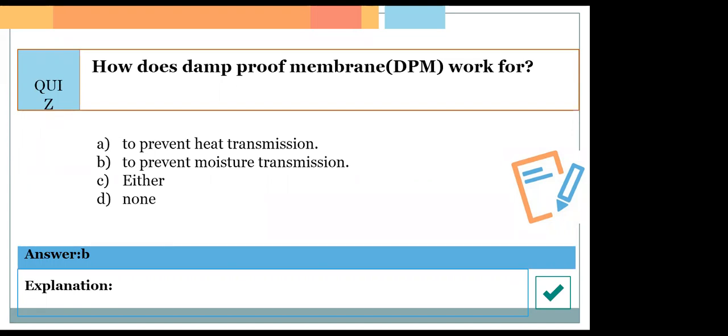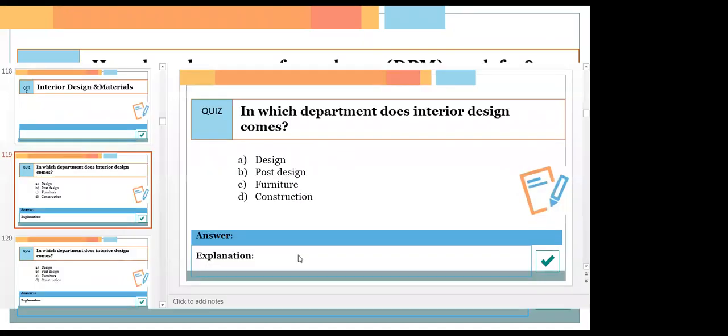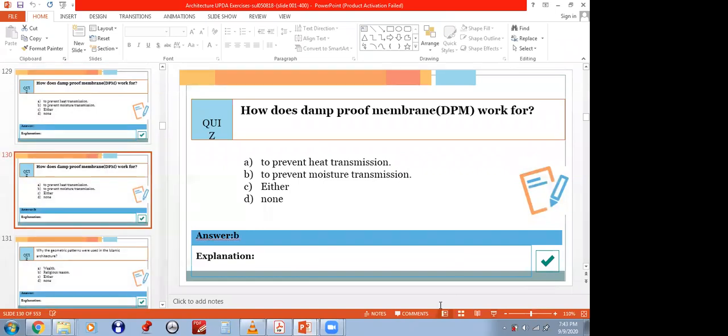Have you heard of bitumen? You all have heard of bitumen, right? You put a bitumen sheet. That's to prevent moisture transmission.